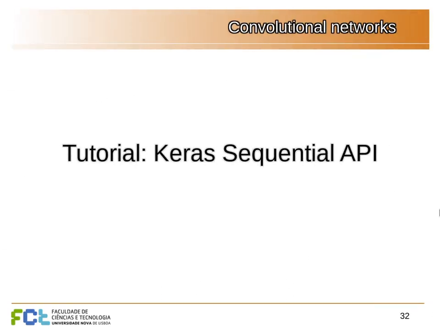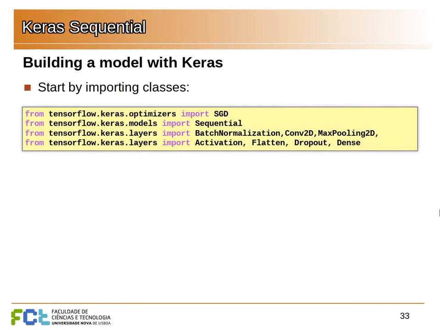Okay, so let's continue with the Keras Sequential API. To recall from last week, we need to import the classes we need to build the model. So in this case, we're going to use again the stochastic gradient descent, SGD. We need the sequential model, but now, previously we only used the dense layers. Now we're going to use two-dimensional convolutions, max pooling.